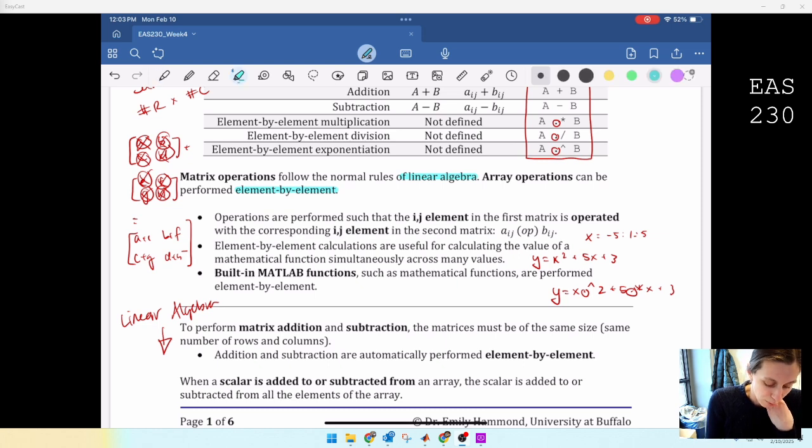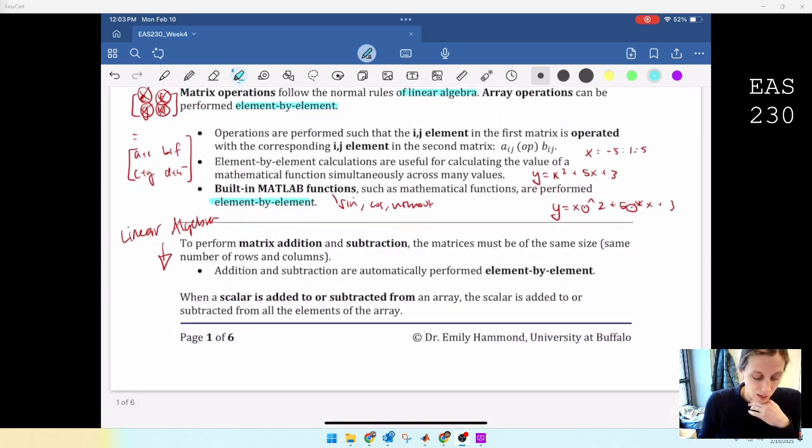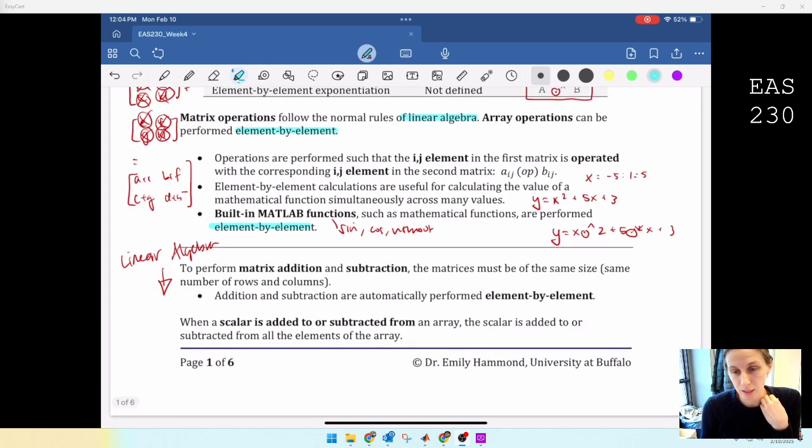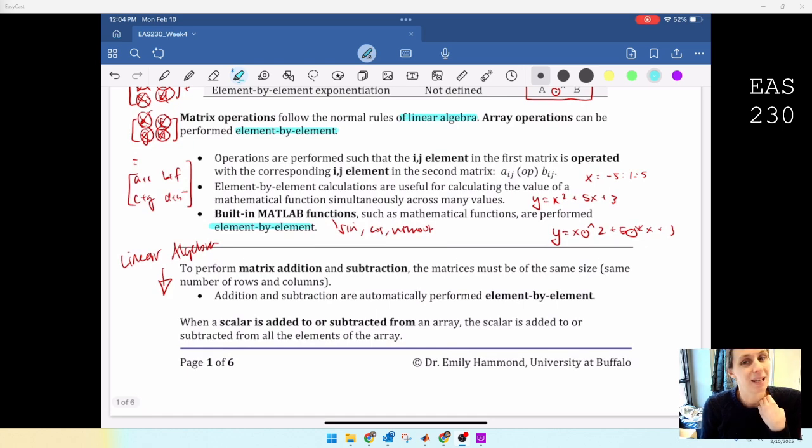One other thing to note, built-in MATLAB functions like sine and cosine, nth root, square root, all those fun things are performed element by element. So that's the more intuitive piece for students. The challenging piece for this week, and for a lot of it, is the linear algebra piece, where the default math in MATLAB is linear algebra.